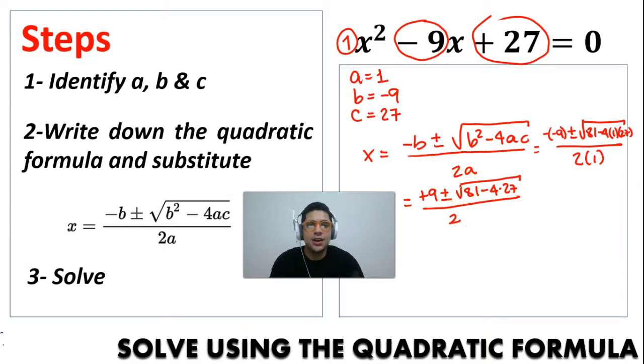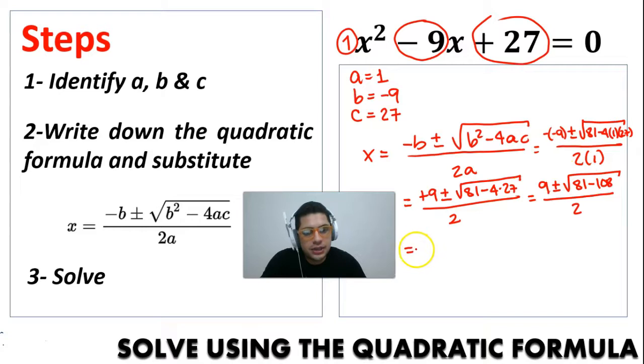So guys, now we're going to take a look at how much is 4 times 27. That is 108. So that is going to be 9 plus or minus the square root of 81 minus 108, divided by 2. When we subtract 81 minus 108, that is going to be 9 plus or minus the square root of minus 27 divided by 2.